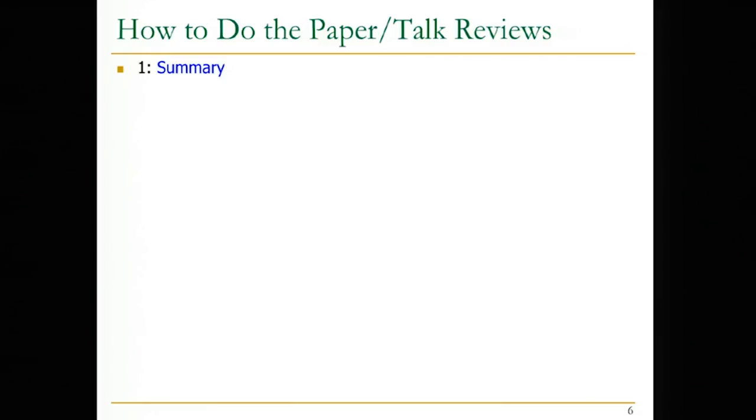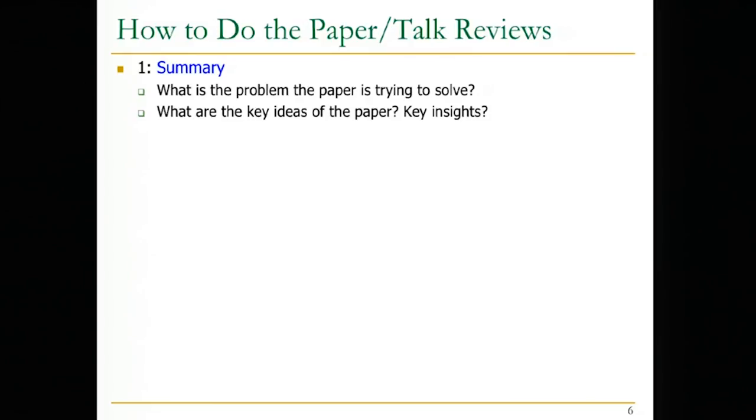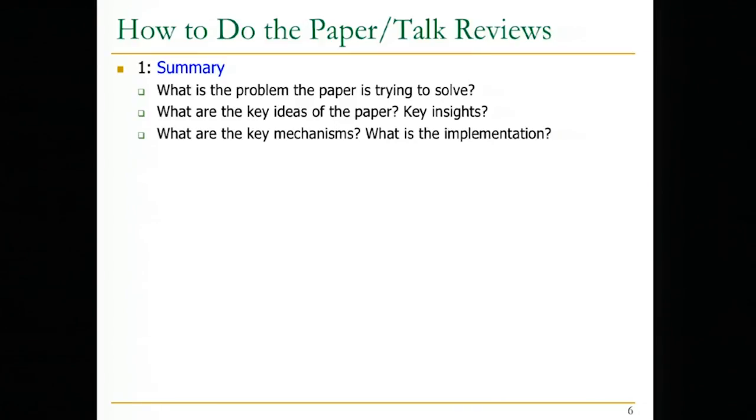So what I would like you to do is to first summarize the paper. That's kind of obvious, hopefully. What is the problem the paper is trying to solve? What are the key ideas of the paper? What are the key insights that are posed in the paper? What are the key mechanisms if they're trying to actually, for example, propose a new cache replacement policy? What is the key mechanism?